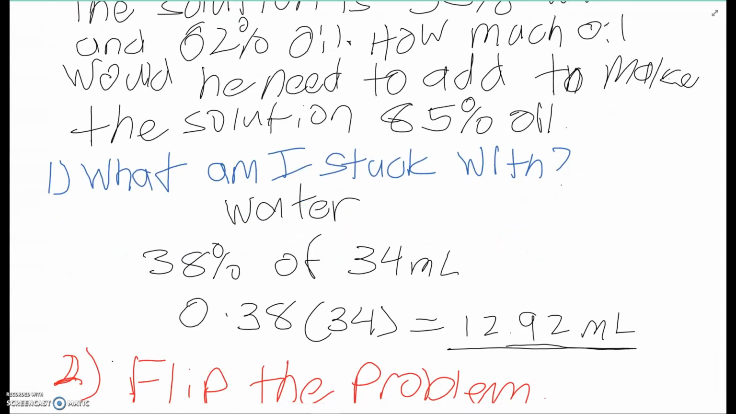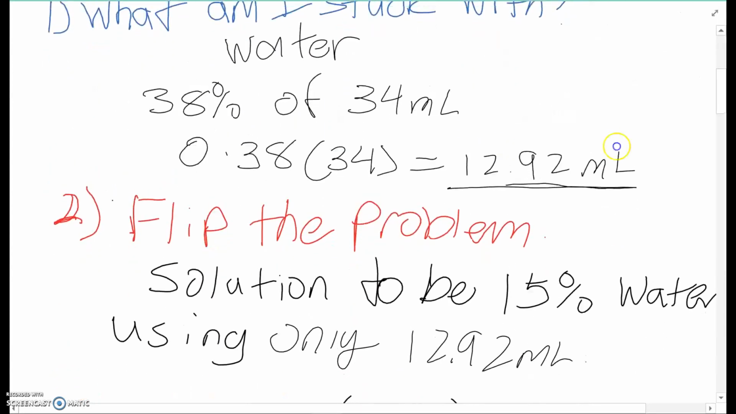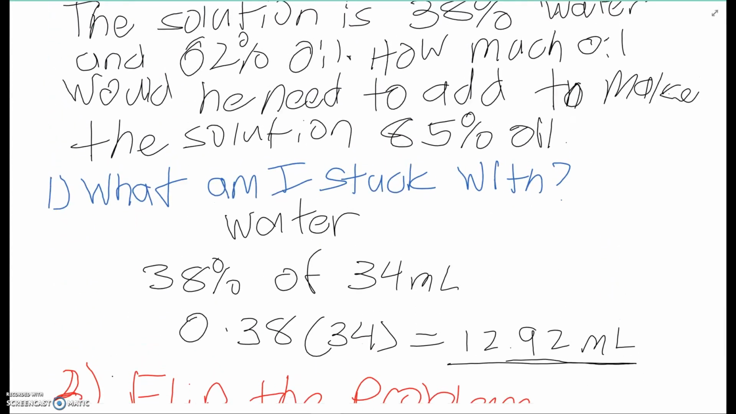So I have 38% of 34 milliliters is water, which comes out to be 12.92 milliliters of water. That value is not going to change because I'm not going to add water to the solution. I'm just going to add oil. So that's what I'm stuck with working. Then I want to flip the problem, and since they're asking me right here, how much oil do I need to add to make the solution 85% oil?